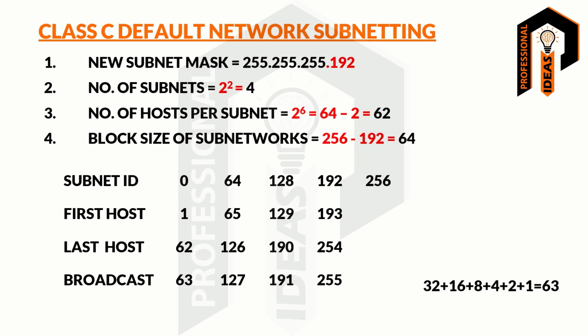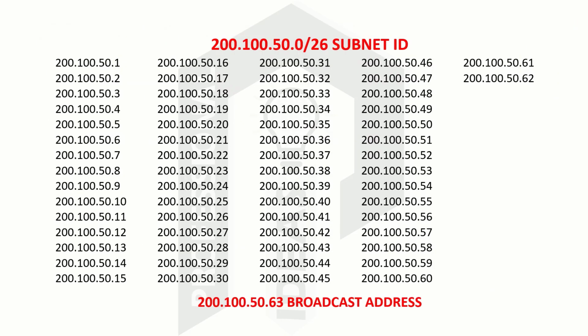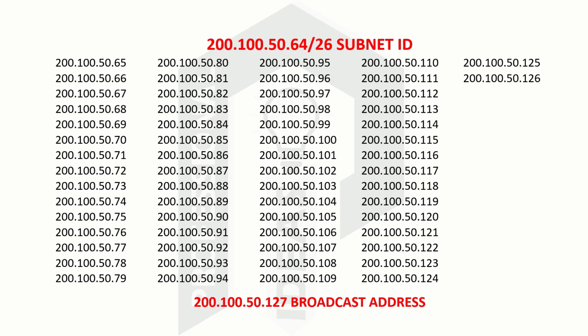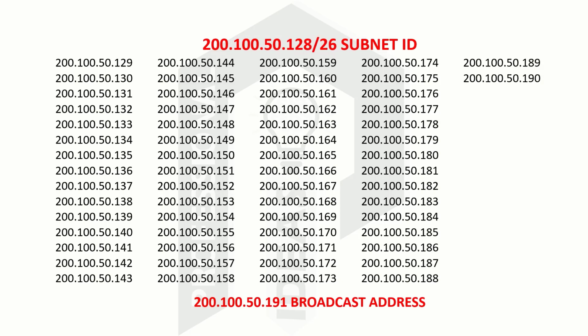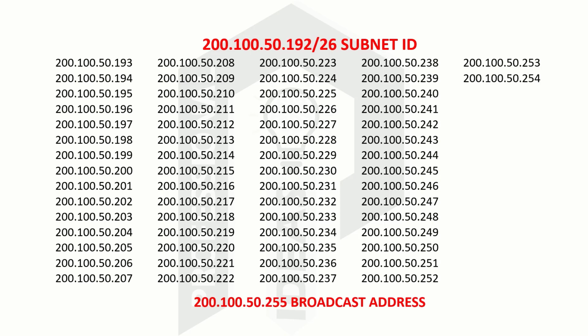We can write complete subnetwork values with the help of the generated table. So for the ID of 200.100.50.0, the complete table will be, for the subnet ID of 200.100.50.64, the complete table will be, for the subnet ID of 200.100.50.128, the complete table will be, and for the subnet ID of 200.100.50.192, the complete table will be like this.